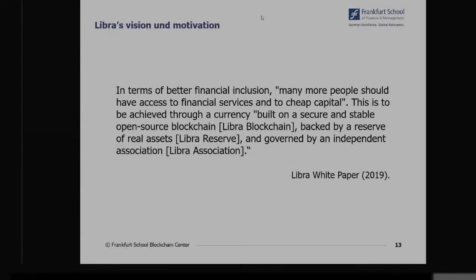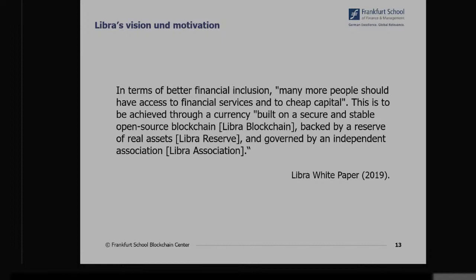Good. And to get a feeling why Libra can be used or can be beneficial in some dimensions, it's good to really look into the white paper. So this is a concept paper about the Libra project. This has been published in 2018 by the so-called Libra Association. I will explain the members of the Libra Association in just 1 second. And here it says that in terms of better financial inclusion, many more people should have access to financial services and to cheap capital. And from this sentence, you basically see the first 2 goals of the Libra project.